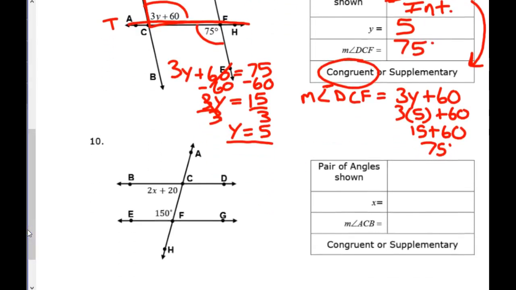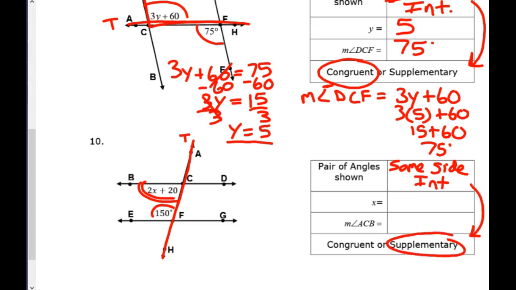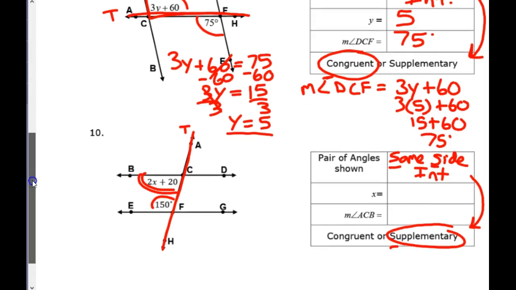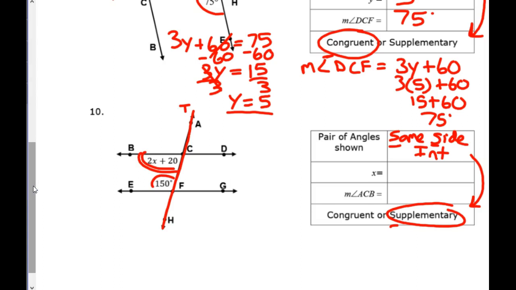Alright, what are these? Well, I got an angle. Let me back up. Here's the transversal. They're on the same side of the transversal. And they're in between the parallels. So that's same side interior, in between the parallels. Now remember, same side means it's supplementary. Same side, supplementary. Supplementary means they add up to 180. So let's add them up.